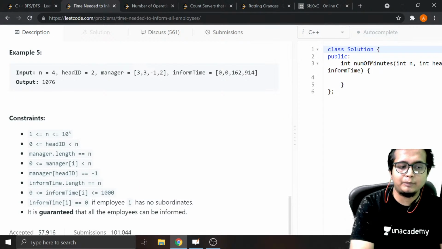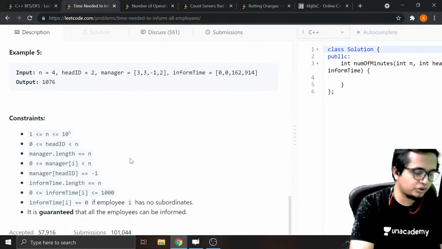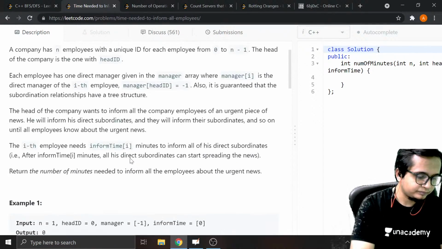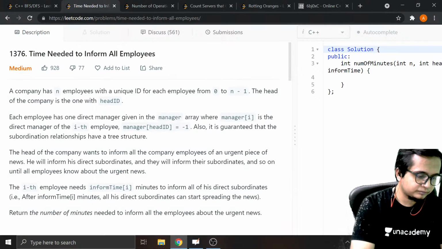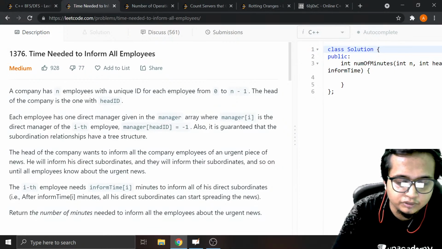Okay, and you can see that the number of nodes is actually equal to 10 to the power 5. And since this is a tree, the number of edges would just be equal to n minus 1. So we are expecting an O(n) solution for this. Just write your solution in the chat.